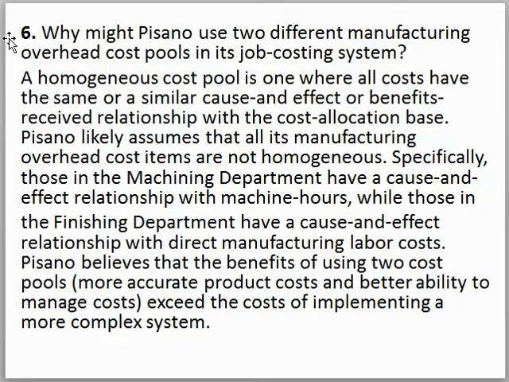Question number 6. Why might Pisano use two different manufacturing overhead cost pools in its job costing system? The answer is that a homogeneous cost pool is one where all costs have the same or similar cause and effect or benefit received relationship with the cost allocation base.